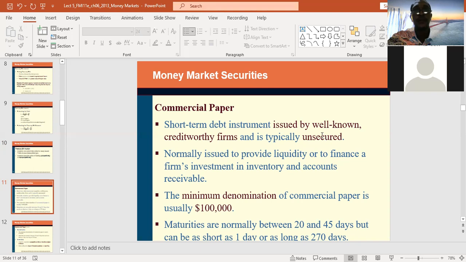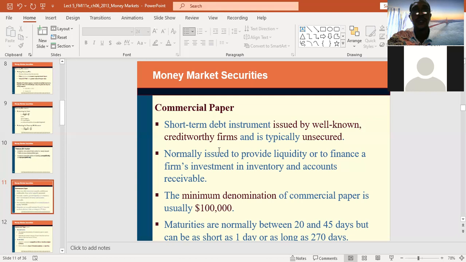Bank Negara may not go bankrupt because it is the government. They will always look for a way to print money or get money to pay back. But companies may go bankrupt, and if they do, it's difficult to collect your money back. That is why they say it is unsecured. It is normally issued to provide liquidity or to finance a firm's investment in inventory and accounts receivable.